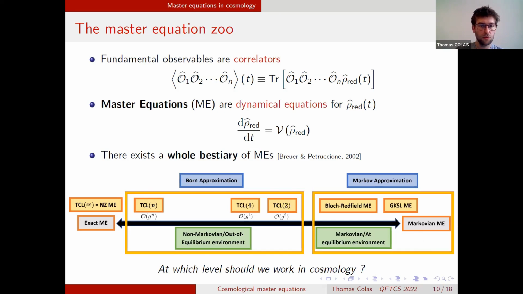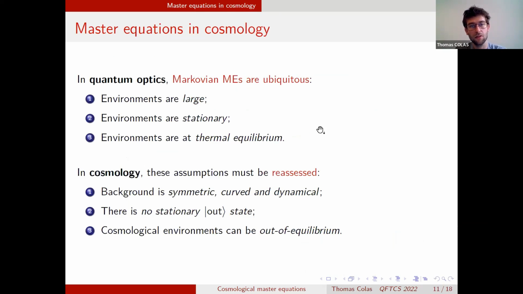And in fact, this is not trivial. In quantum optics, the Markovian master equations are ubiquitous because the environments are almost every time large, stationary, and at thermal equilibrium. But if we work in cosmology or in curved space in general, we need to be careful and to reassess these approximations. Because in curved space, the background is curved.